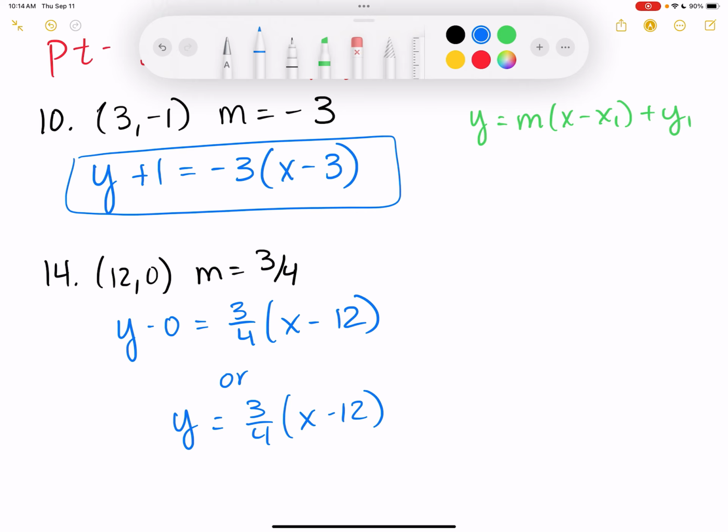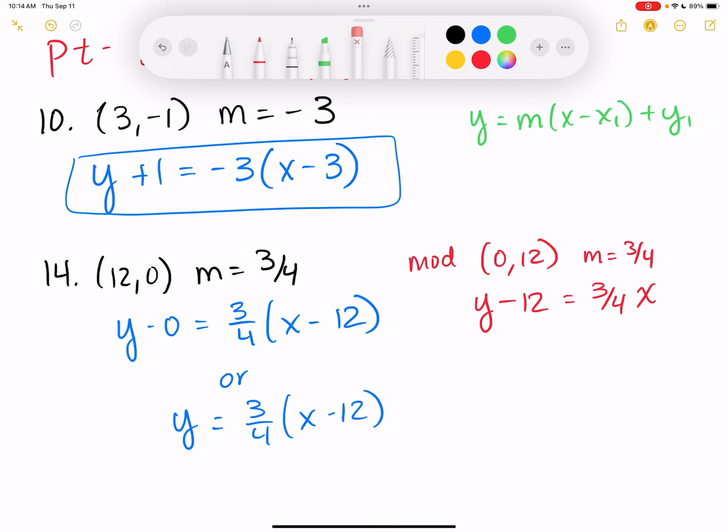If we modified this question and it was instead 0, 12 for the slope of 3/4, then it would be y minus 12 is equal to 3/4, and then you could just put times x because it would be x minus 0. Okay, so I'm just showing you what if x was 0, the way you would write it, and then the other one is if y is 0.